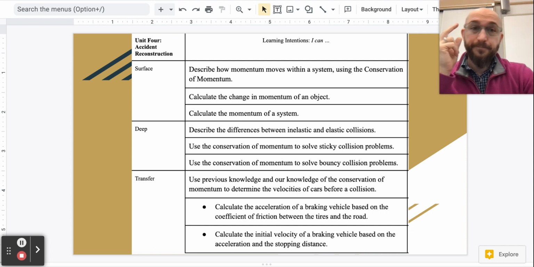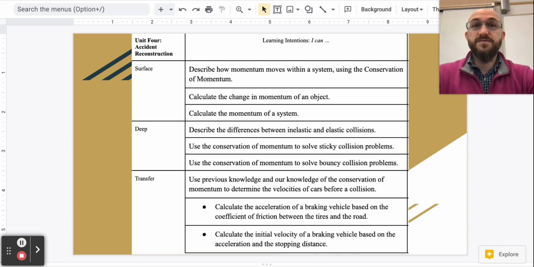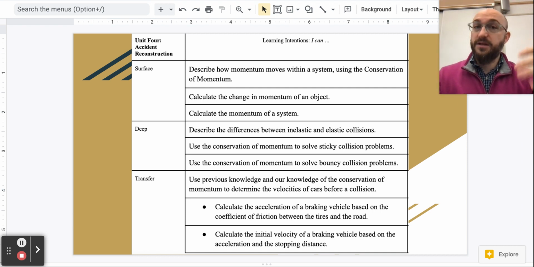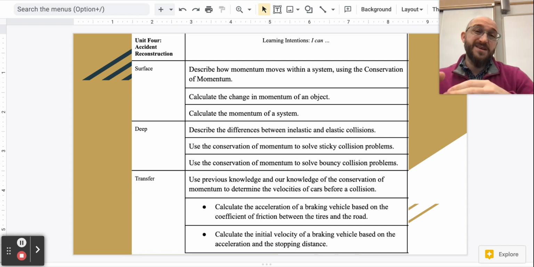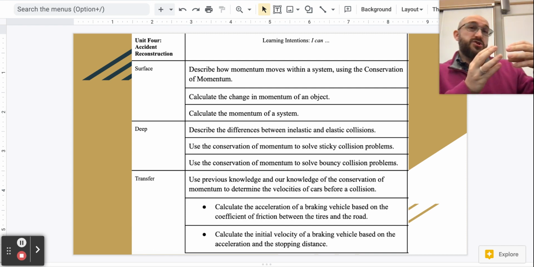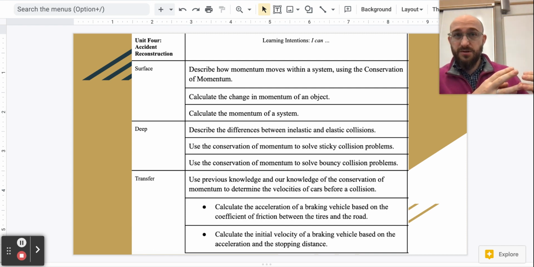What we have on the screen here are all of our learning objectives for this unit. What it all builds up to is what's on the bottom. Can we reconstruct an accident? If I tell you something about a collision, can you work backwards to figure out how fast the two cars were going right after the crash to right before the crash?